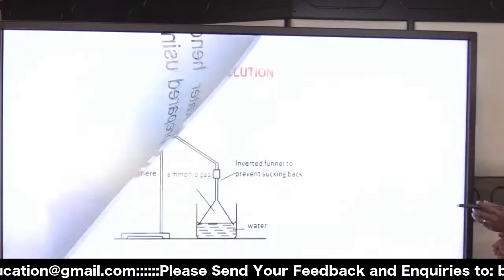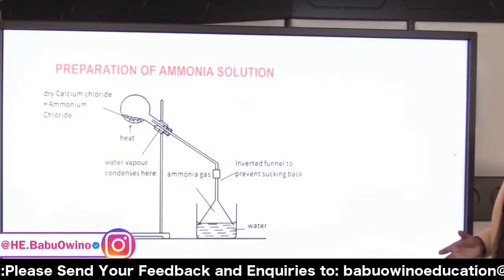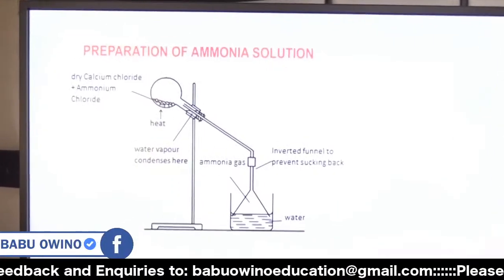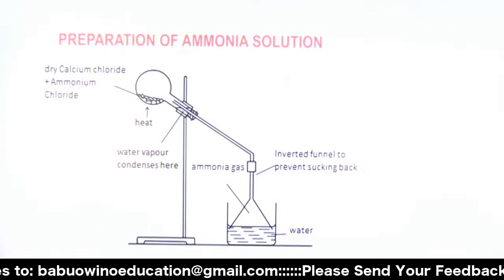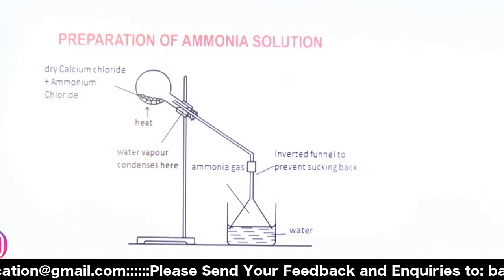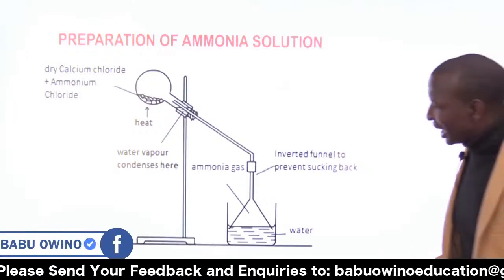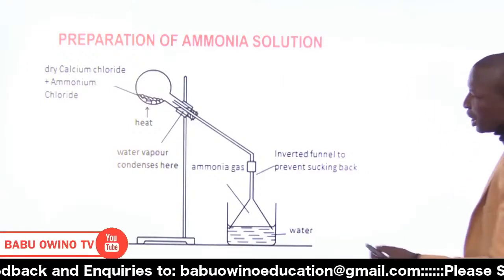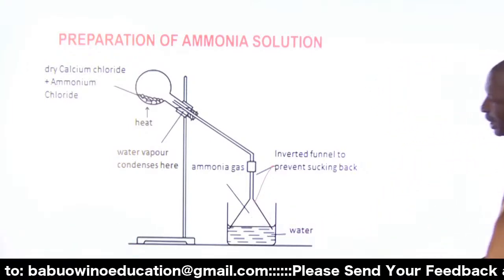Let's look at now the concept of preparation of ammonia solution. Now we have said ammonia is highly soluble in water. So if you are told to prepare a solution of ammonia, you just set up the experiment as I had shown, and after setting up the experiment, you direct the gas over a beaker containing water. And you are using an inverted funnel.